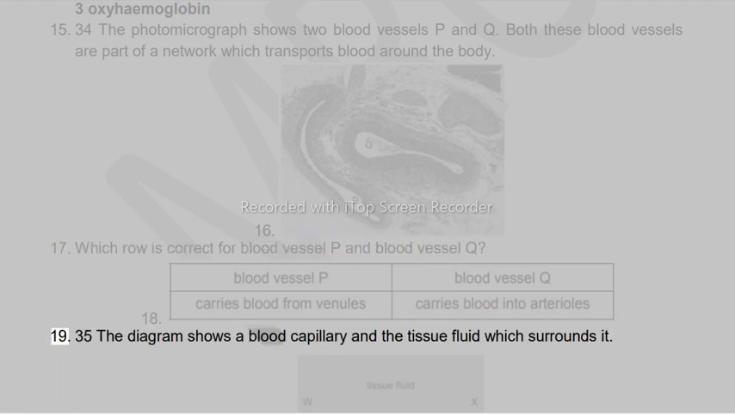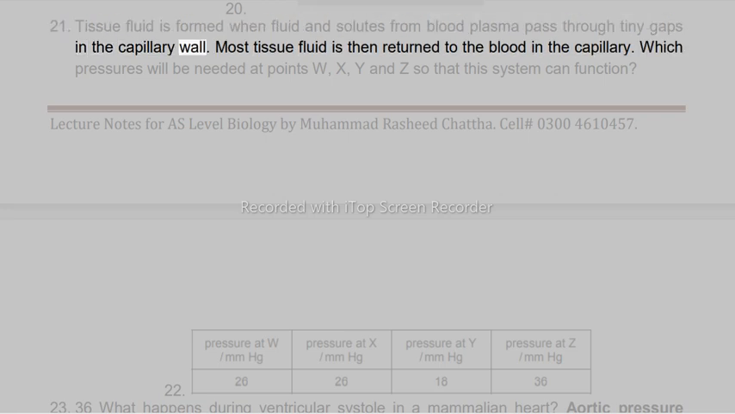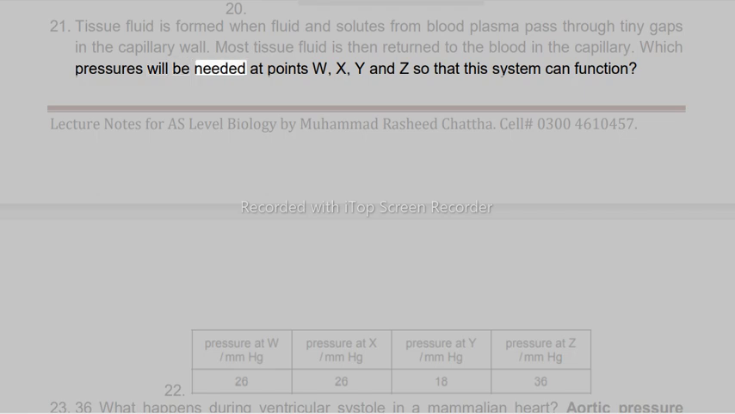17. The diagram shows a blood capillary and the tissue fluid which surrounds it. Tissue fluid is formed when fluid and solutes from blood plasma pass through tiny gaps in the capillary wall. Most tissue fluid is then returned to the blood in the capillary. Which pressures will be needed at points W, X, Y, and Z so that this system can function?